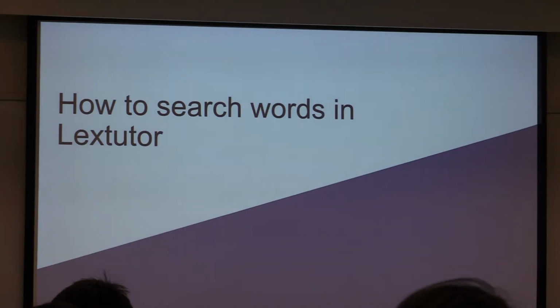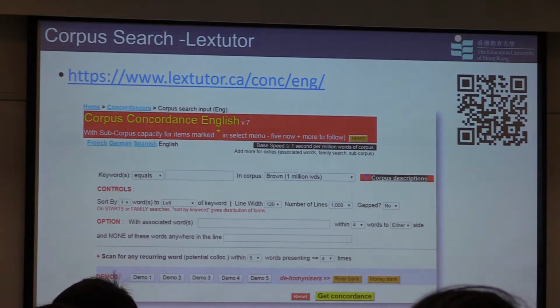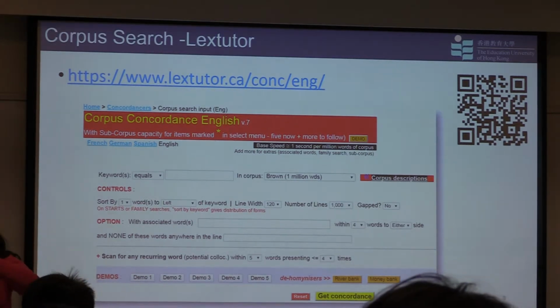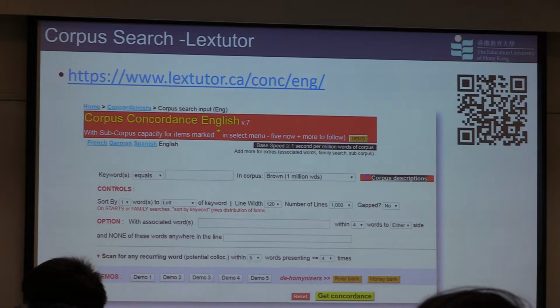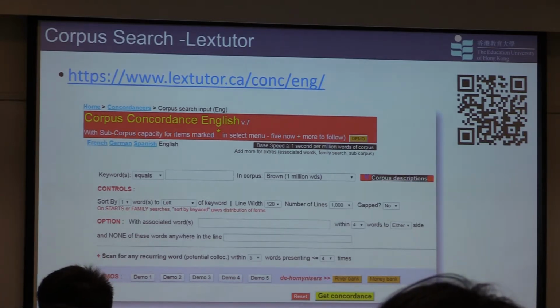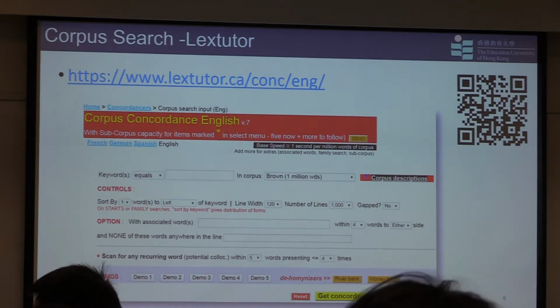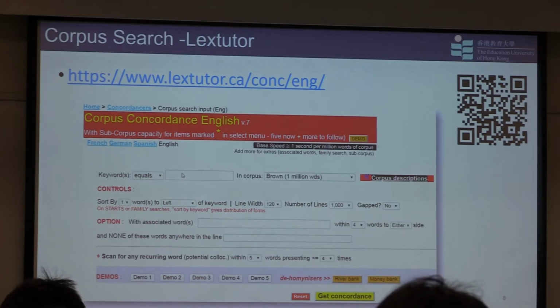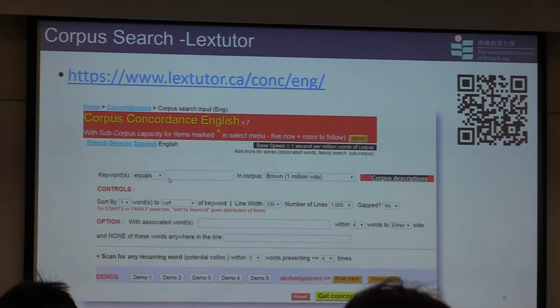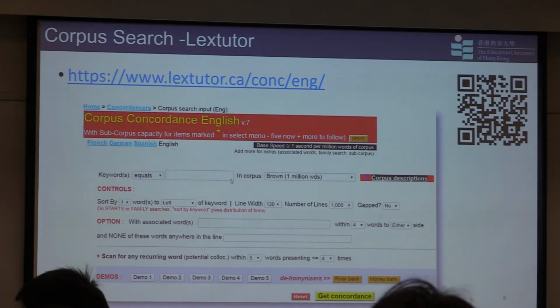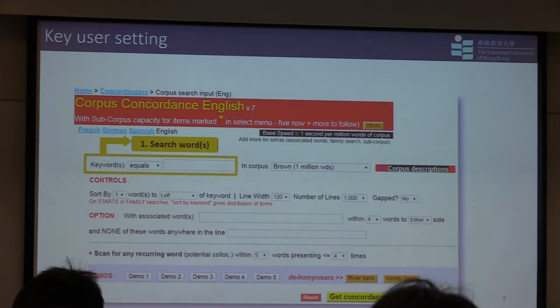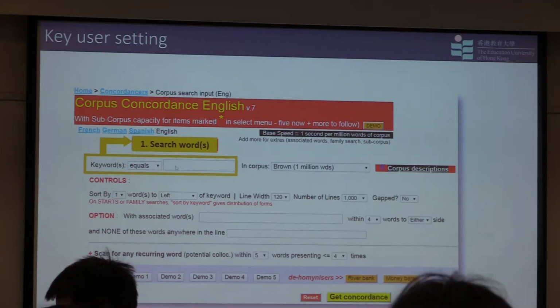Now first I'm going to show you how to search words in LexTutor. Okay, so this is how this website looks. Do you know where I should input the keyword? Where? Yeah, you see the keyword box, right? So very easy. You just need to type a keyword in it, okay? After you type a keyword, what should you do next? Okay, I'll show you what to do next. You put a keyword here.